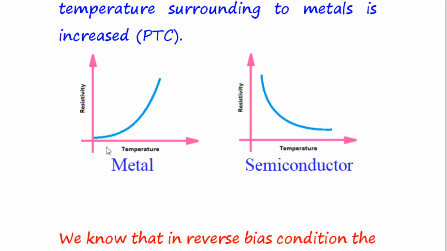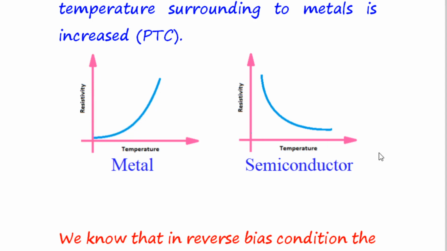See, metal: as temperature increases along the x-axis, say 20 degrees, 30, 40, 50, 100, the resistance of the metal, the resistivity of the metal, also increases. And this graph is self-explanatory.